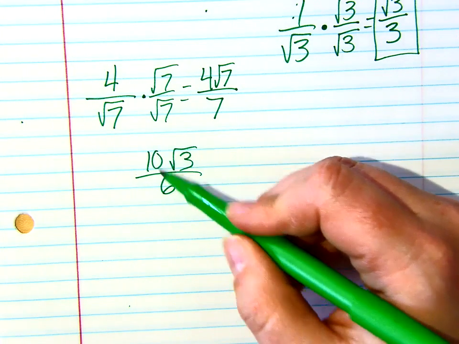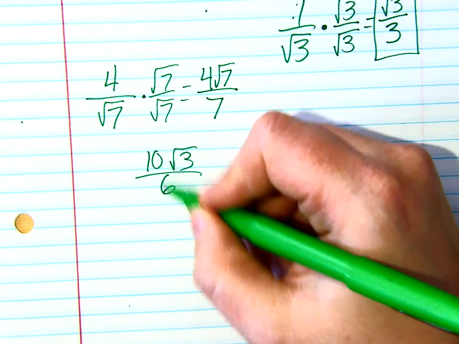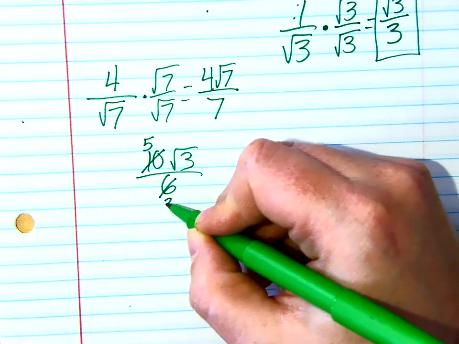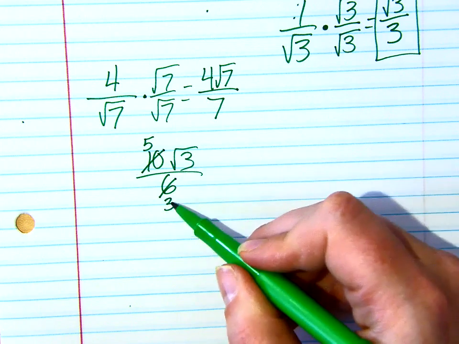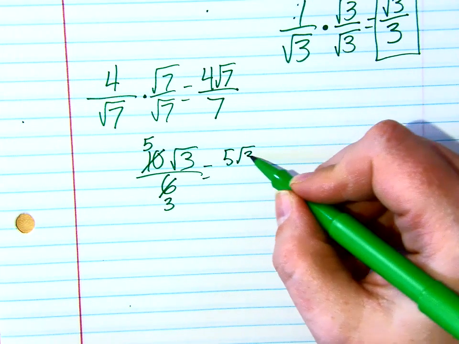Yes, these two that are both outside of the radical have a common factor, which is 2. 2 goes into 10 5 times, 2 goes into 6 3 times. Can I cancel these two? No, because he's not in a radical. So your final answer here would just be 5 root 3 over 3.